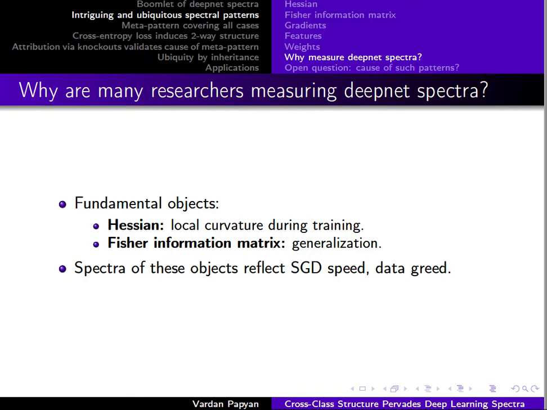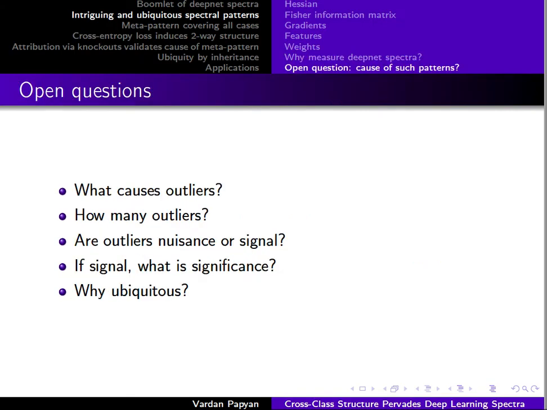There's a set of open questions that arise from all of these measurements. For instance, what is causing all of these outliers to appear? How many outliers are we seeing? Are these outliers signal or are they noise? If they're a signal, if they're important, how can we leverage them to make our networks better, faster, stronger? And why are these measurements and structures so ubiquitous?